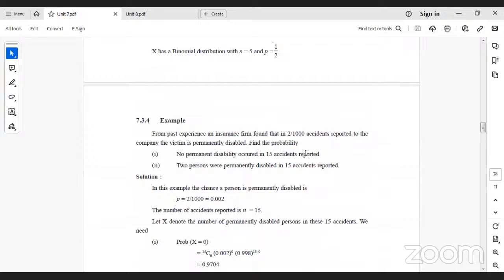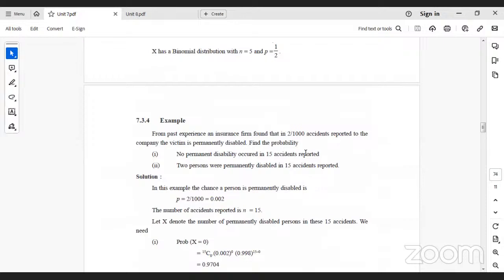From past experience, an insurance firm found that 2 by 1000 of the accidents reported to the company leave the victim permanently disabled. Find the probability that no permanent disability occurred in 15 accidents. So 2 by 1000 is 0.002, and the number of accidents reported is n equal to 15.